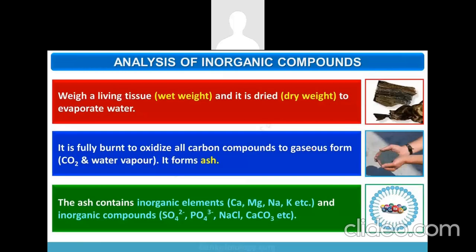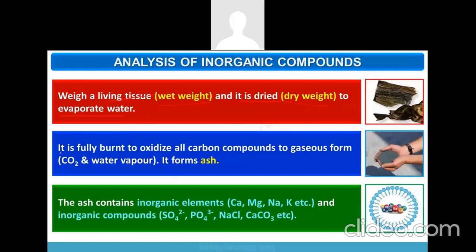So how do we analyze the inorganic compounds? We can weigh the living tissue in the normal condition, which is called the wet weight. So it will be hydrated, it will have some moisture, and it will have some water content in it. Followed by that, it is dried, and then it is weighed again, which will give the dry weight, which will not have any water, as the water would have evaporated.